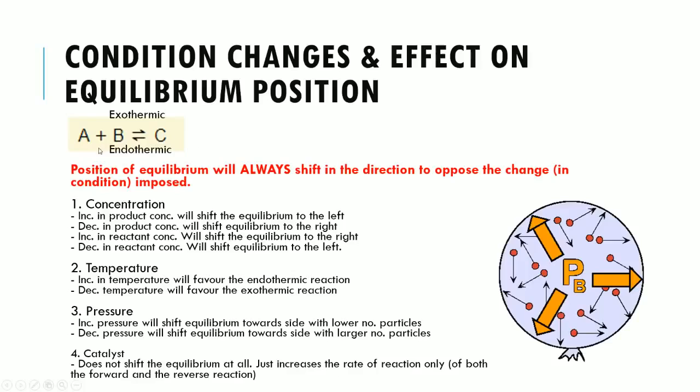And a similar thing, if we were to increase the reactant concentration, for example the concentration of A, you would assume that the equilibrium will actually shift to the right in order to remove or reduce the concentration of A, because we just increased it and it wants to oppose that change and decrease it.